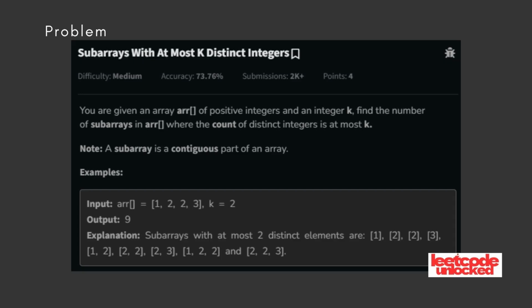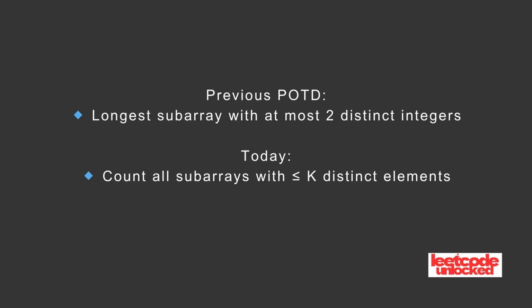Let's dive in. Given an array R and an integer k, return the total number of subarrays that contain at most k distinct integers. This is a generalized version of yesterday's problem. Instead of just tracking the max length of a subarray with two distinct elements, we now count all such subarrays for any value of k. So instead of finding the longest window, we're summing up window lengths, a subtle but powerful shift.